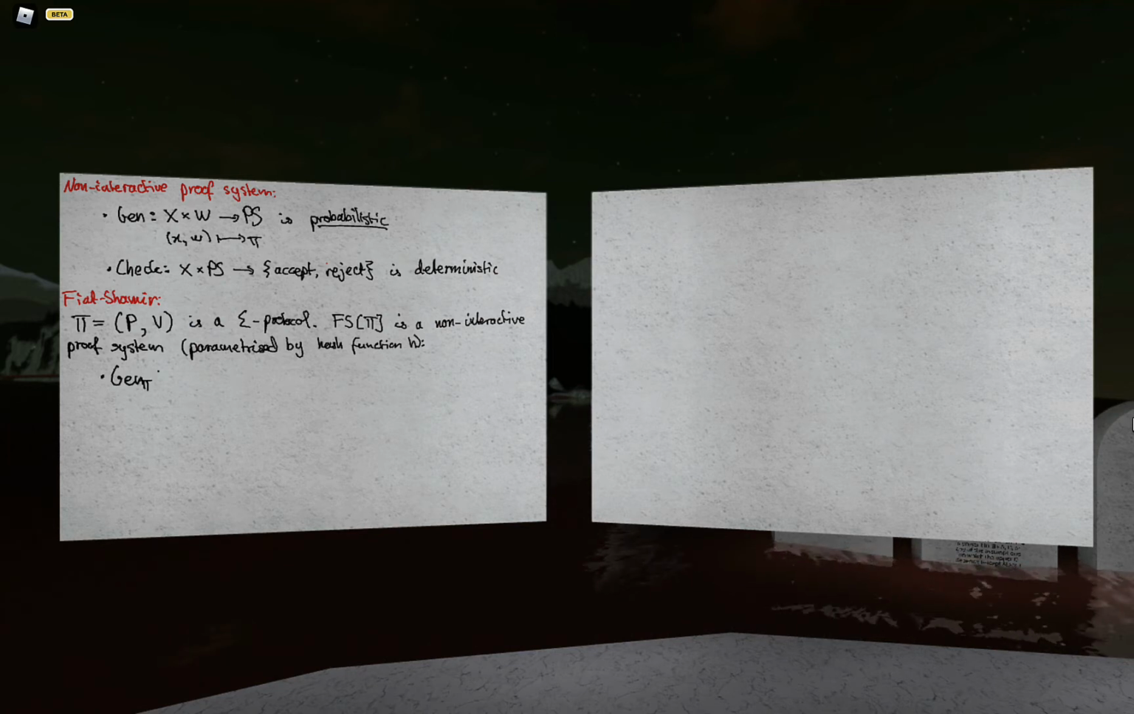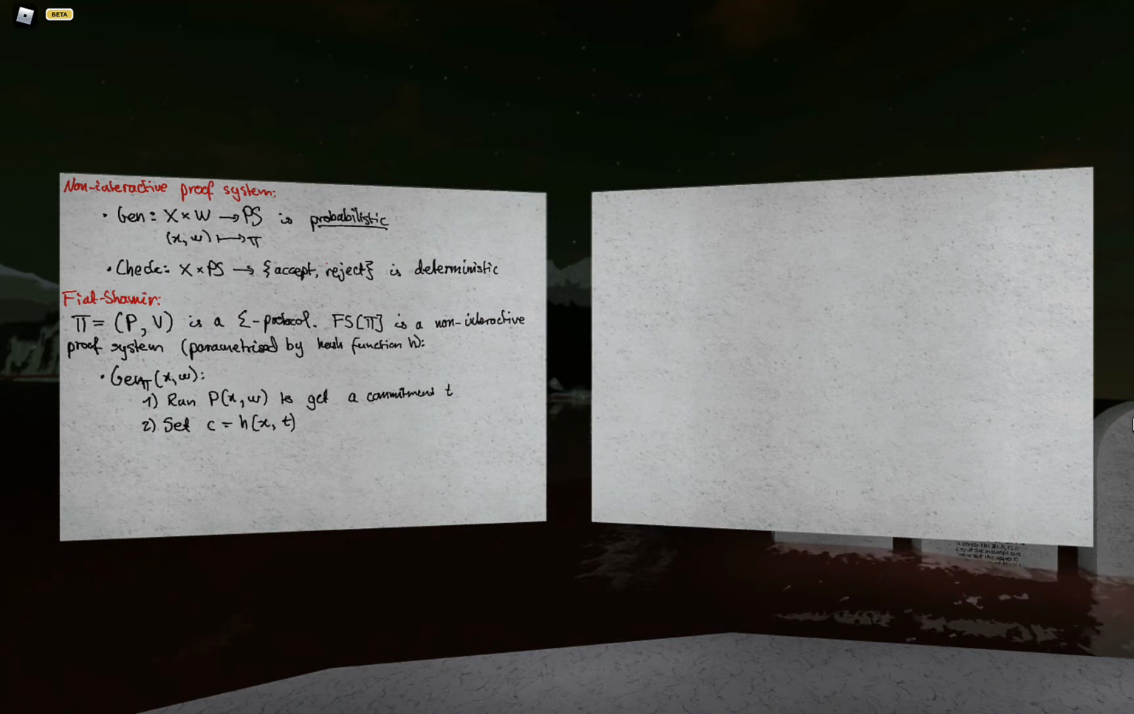To generate a proof, the first thing we do is run the Sigma protocol's prover. This needs a statement and a witness, and it's going to give us a commitment T. And we're going to generate the challenge, and that's just going to be the hash of the statement and the commitment. This is going to be encoded in some way. The canonical way to do this is you take your statement represented as some bit string, you take your commitment represented as some bit string, and you concatenate them together. But the details of how you do that don't actually matter, as long as it's all consistent.